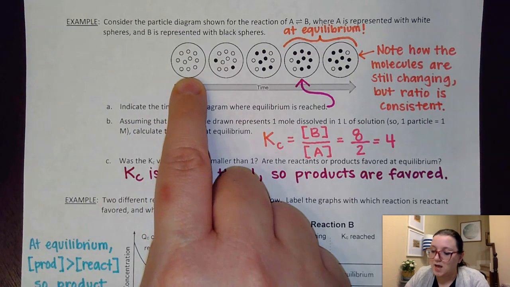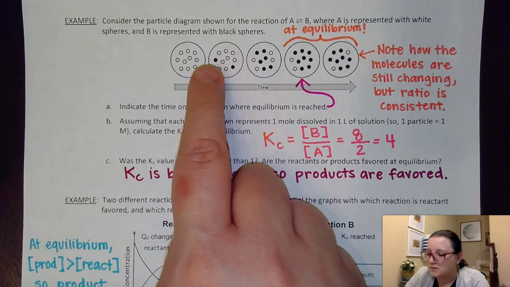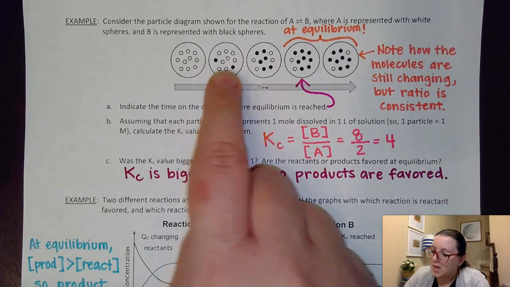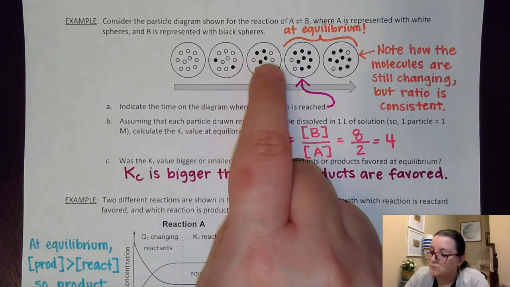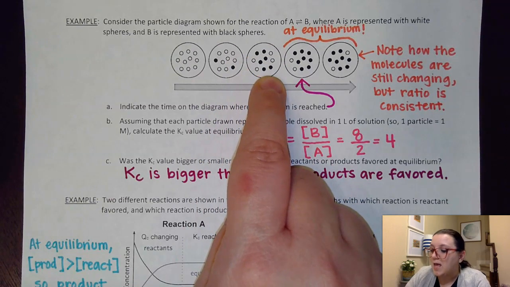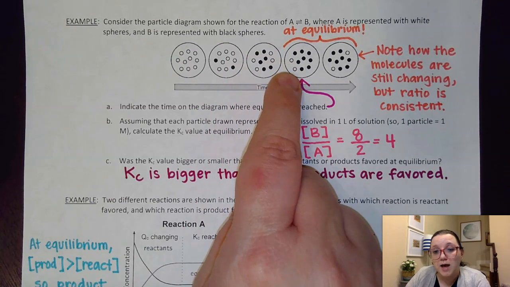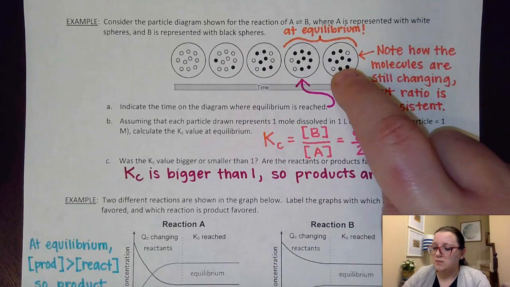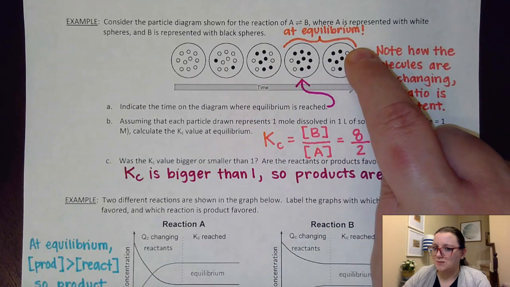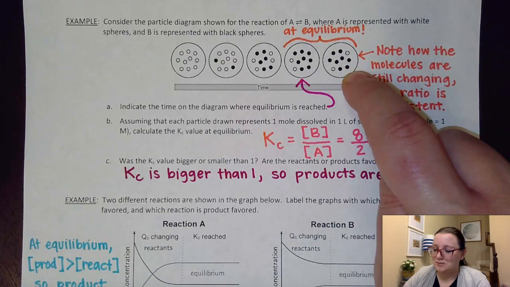Here, obviously, I have all reactant. Here I have almost all reactant with a little bit of product. Here I have, let's see, 1, 2, 3, 4 reactants with 1, 2, 3, 4, 5, 6 products. Here I have only 2 reactants left with 8 products. And then I notice this one has 2 reactants with 8 products as well.